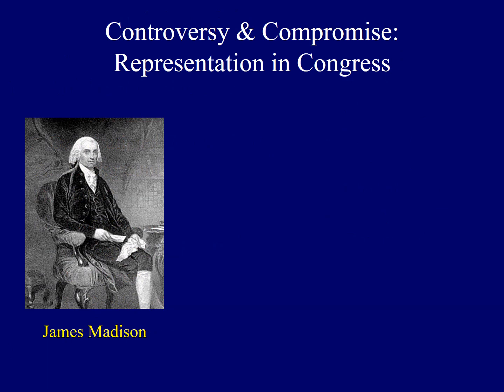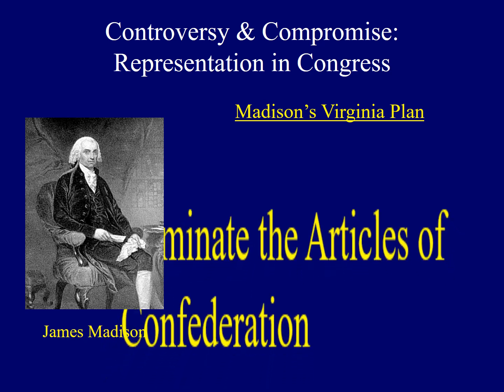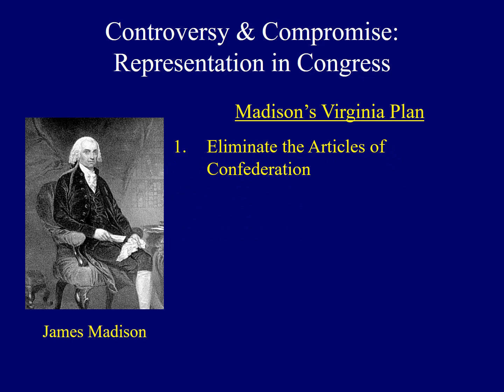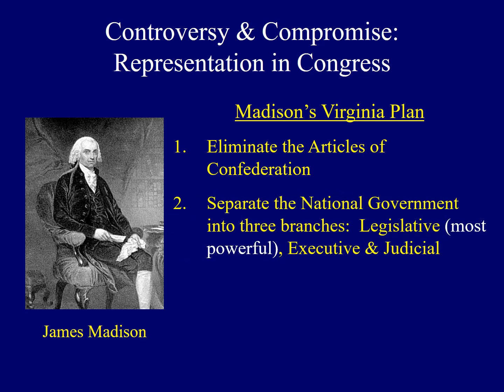Madison's Virginia plan set the stage for one of the first controversies. Interestingly, though, the first two provisions of it were actually accepted by everyone. First of all, he called for the elimination of the Articles of Confederation. He said there were so many problems with the Articles, they had to start from scratch, and that was accepted. Secondly, he argued that the national government should be divided into three branches: the legislative, executive, and judicial.